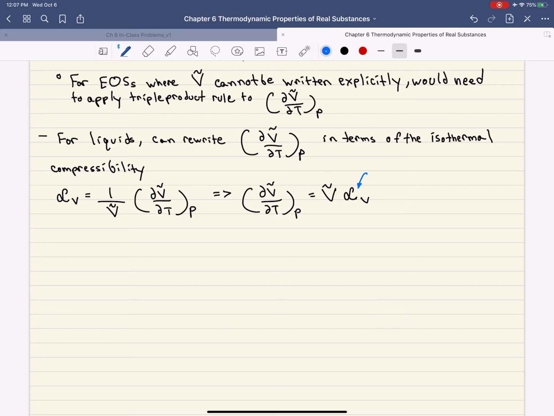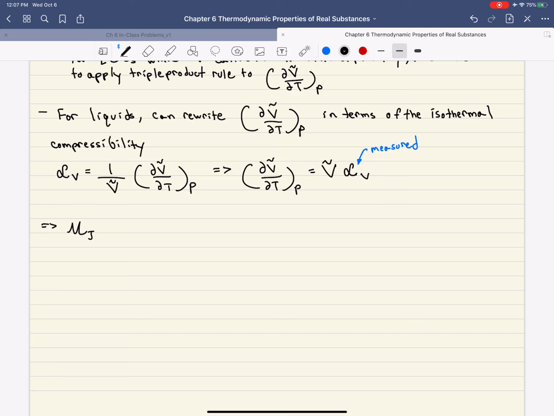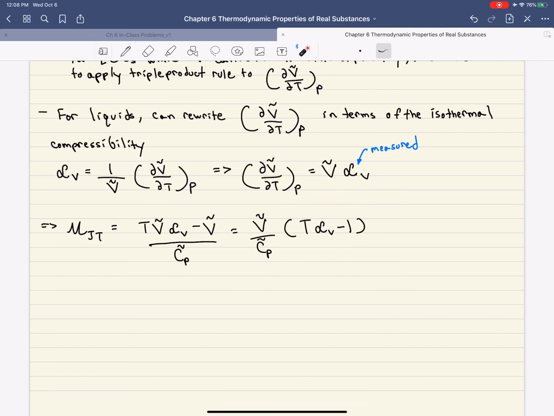And so with that Joule-Thomson coefficient, JT, you could write it like this. And then you could even factor out the volume. T alpha V minus 1. Right, and so like I said, whenever you're dealing with liquids or even solids, a lot of times it's more convenient to write your Joule-Thomson coefficient like this.